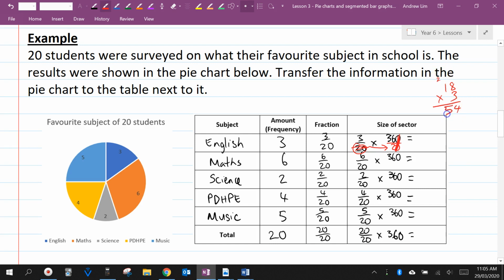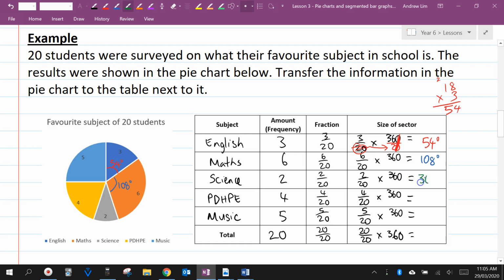We get 54. That means English, which is this one, that is 54 degrees. Okay, and we do the same thing for each of them. We get 108 for the next one. So maths, that's 108 degrees.